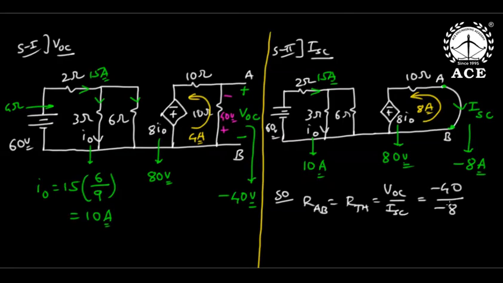Which quadrant is it? Both voltage negative and current negative means third quadrant. Third quadrant means sink only. It is plus 5 ohms. Sink only, no problem. Negative resistance is not coming here. Follow the notations very carefully, sir. VOC is minus 40, ISC is minus 8, ratio is again plus 5, sink. So now Pmax value is VTH square by 4 RTH.